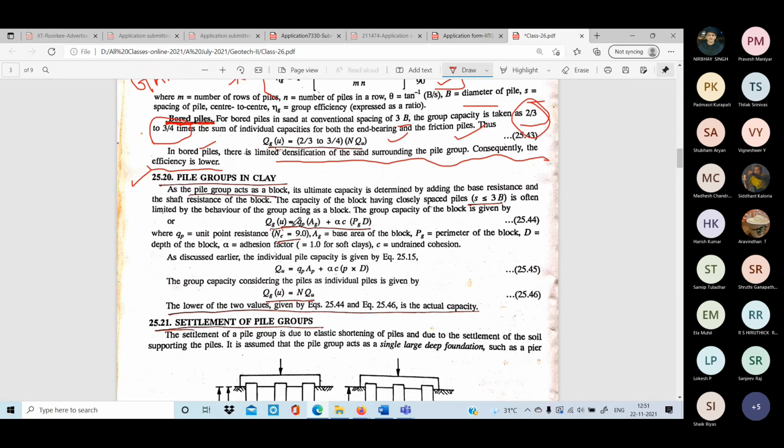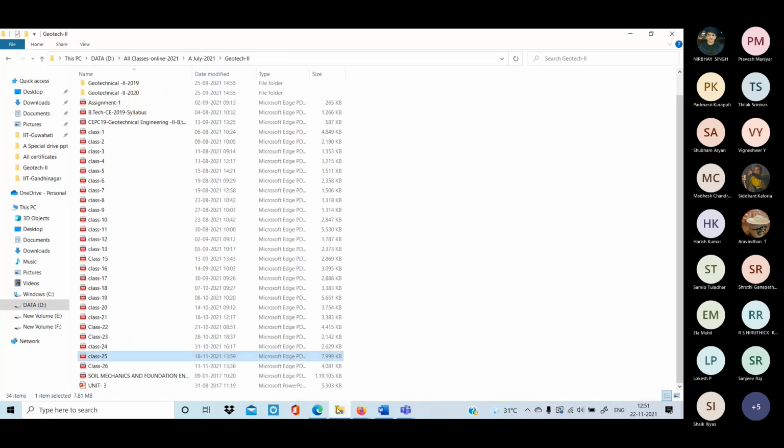So for the group of piles, what do we generally do? QP, AG is the base of the block, plus alpha C, PG is the perimeter of the block, D is the depth of the block, and alpha is the adhesion factor. For soft clay, it is taken as 1, and C is the undrained cohesion. Do you recall these formulas? Please recall these formulas wherever you have seen them.